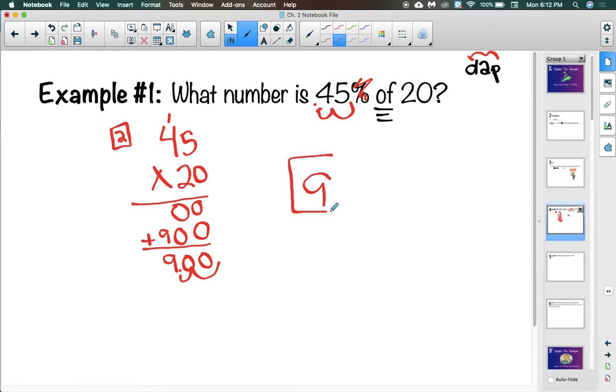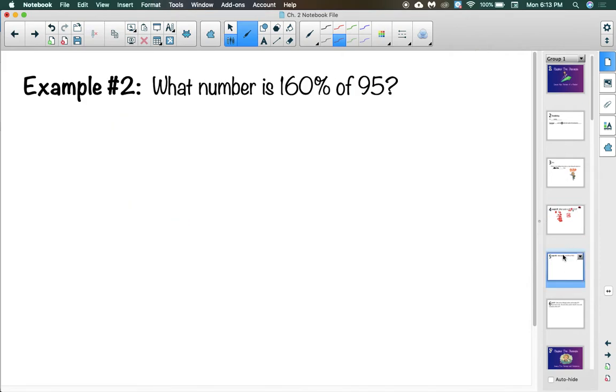Now let's see why that should make sense. 45% is awfully close to 50%. And we know 50% is half. So if we were finding half of 20, the answer would be 10. So 50% of 20 is 10. So slightly less, 45% of 20 is slightly less than 10, which is 9. So that's why that makes sense when we check our answer there. Okay, let's do another one.